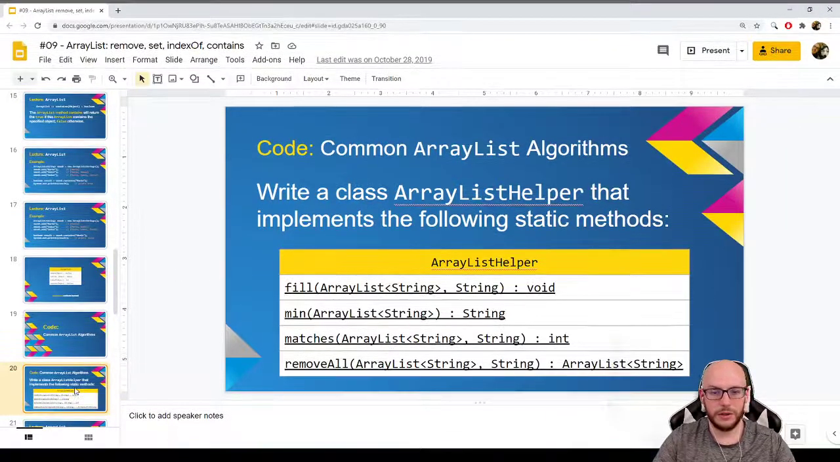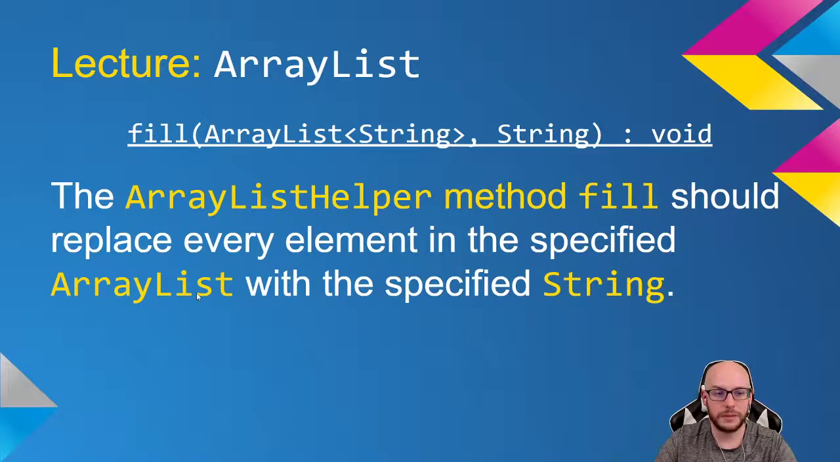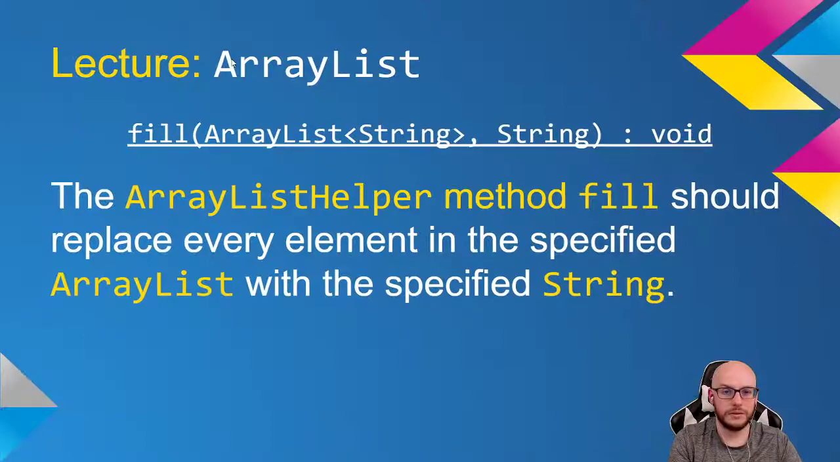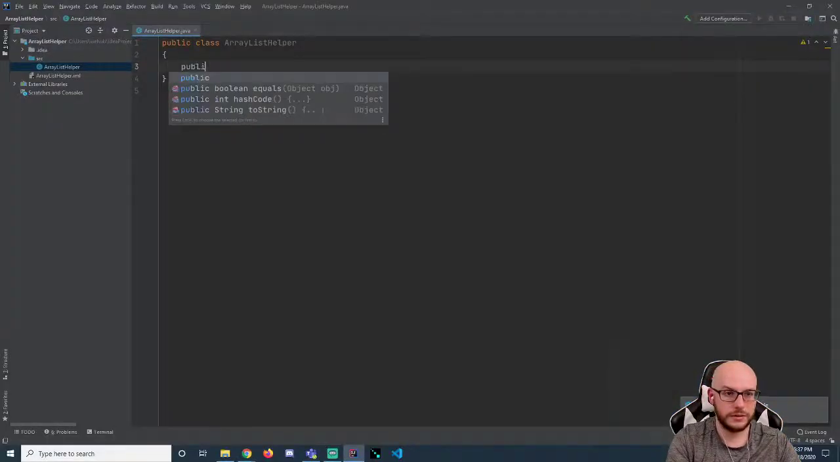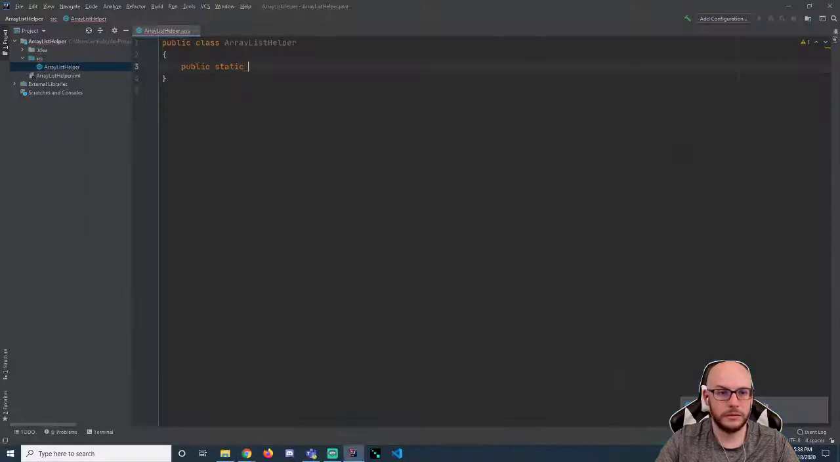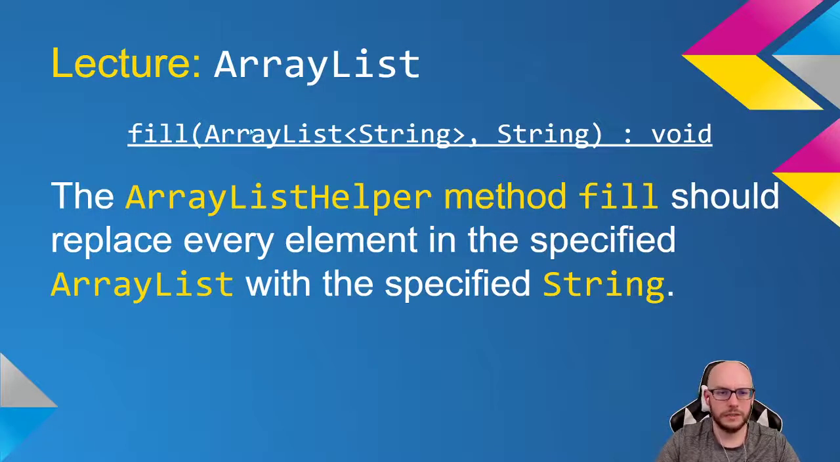Let's take a look at maybe our first one. The ArrayListHelper method fill should replace every element in the specified ArrayList with the specified string. So I'm going to plug in a method header from that, right? Public. It's underlined, so we're going static. Return type here is void. You could return something of note, just not asking for it here. Fill is the name of the method.